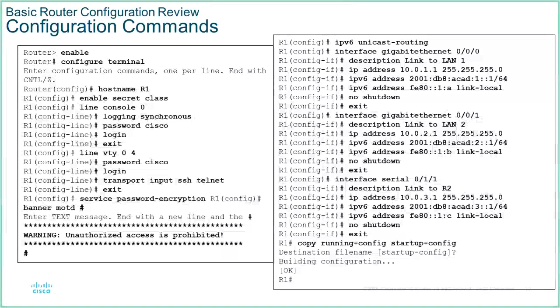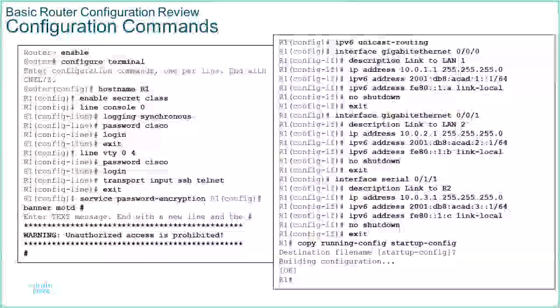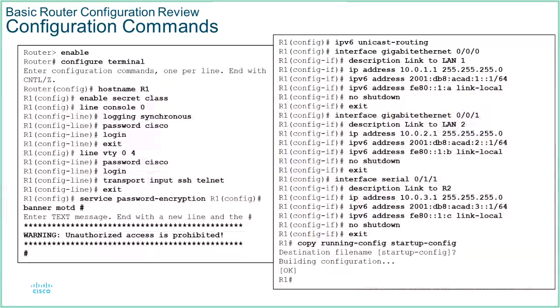Now, if we are using IPv6, it needs to be enabled, as only IPv4 is enabled by default. So we need to include ipv6 unicast-routing. And then we can go to our interfaces, put our descriptions in, our IPv4 address, and then our IPv6 address.